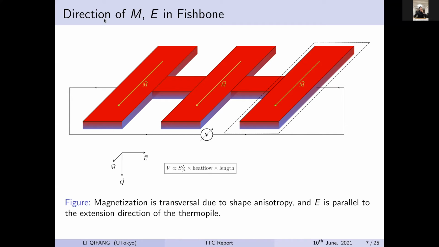And a natural thought about a relatively ideal thin configuration is using the fishbone structure. A fishbone structure is composed of many parallel rectangles. And in each rectangle, the magnetization under the influence of shape anisotropy is perpendicular to the direction of the extension. And each rectangle is connected with its neighbors. Thus, we still can observe a voltage proportional to the anomalous Nernst effect coefficient times heat flow times the length of the thermoelectric devices.